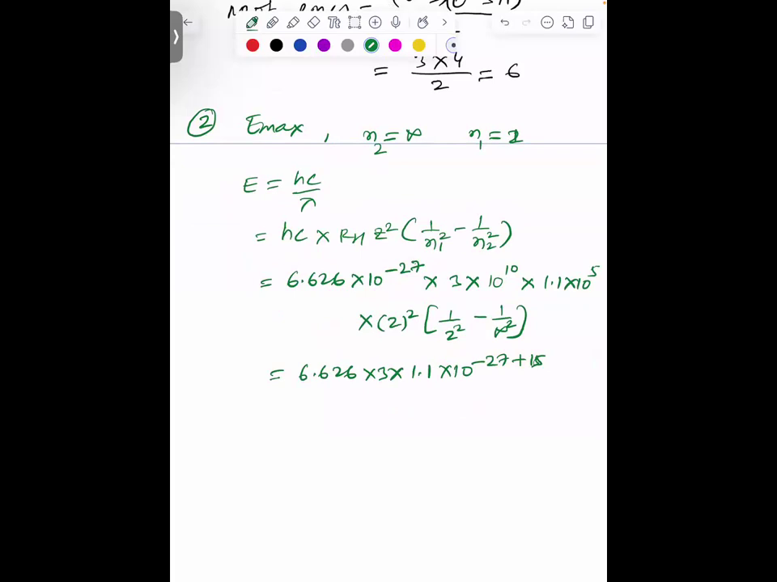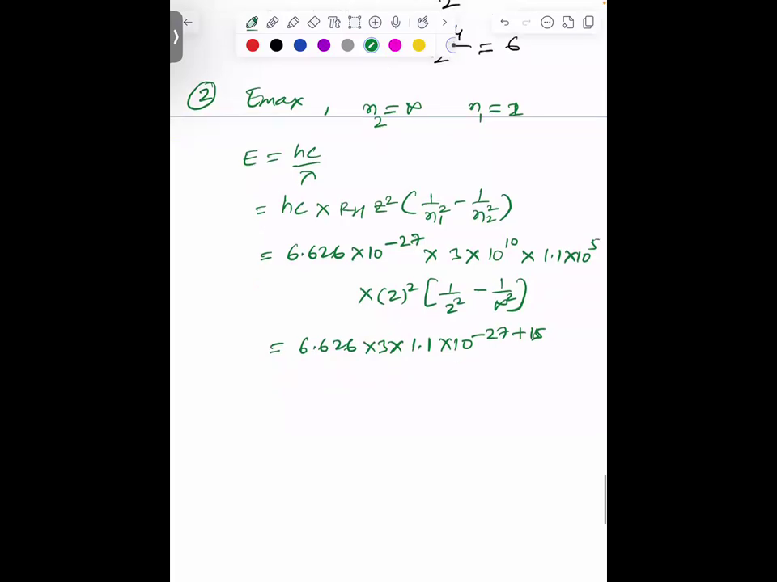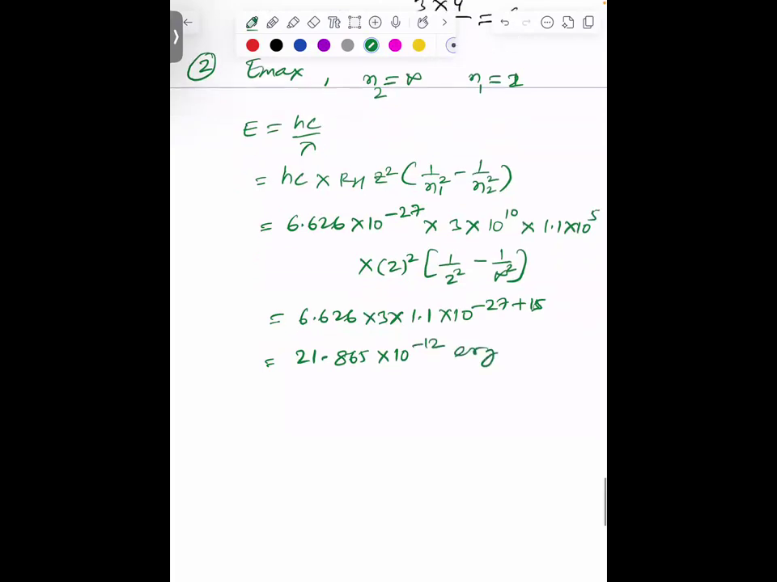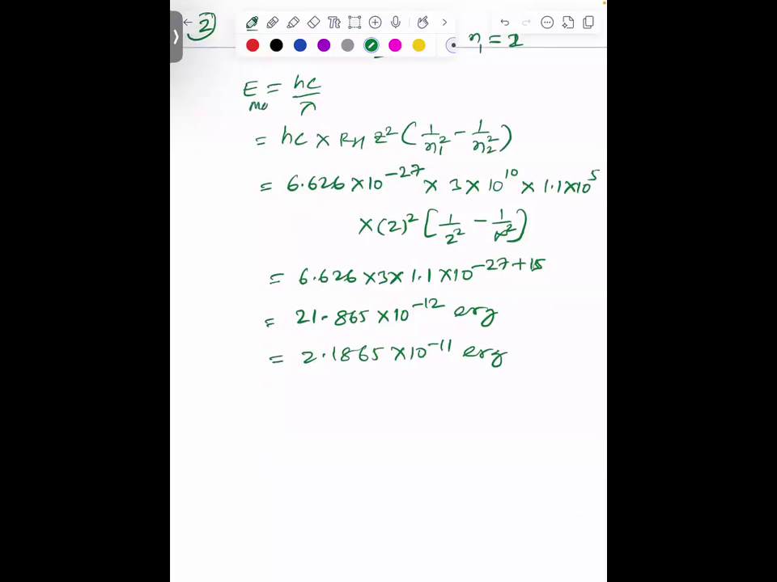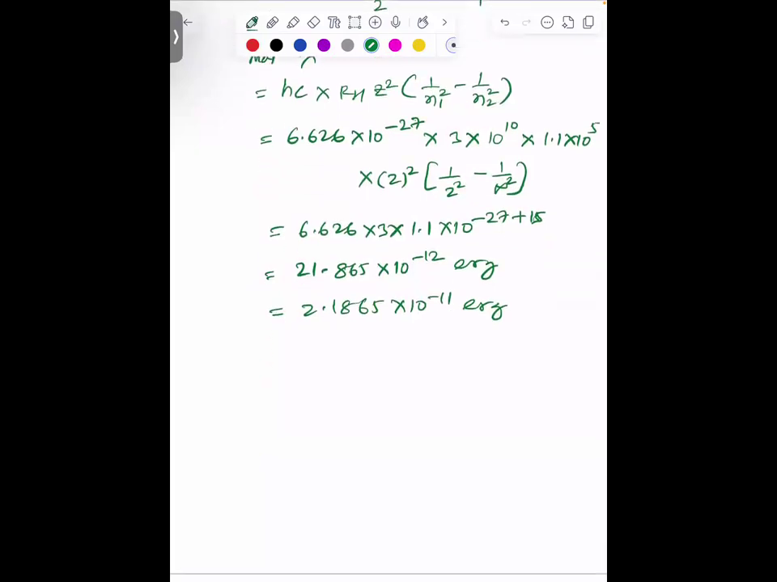Now compare with your answer. So it is 6.626 into 3 into 1.1, that is 21.865 into 10 to the power minus 27 plus 15, so minus 12, or we can write 2.1865 into 10 to the minus 11 erg. This is E max, and now E minimum.